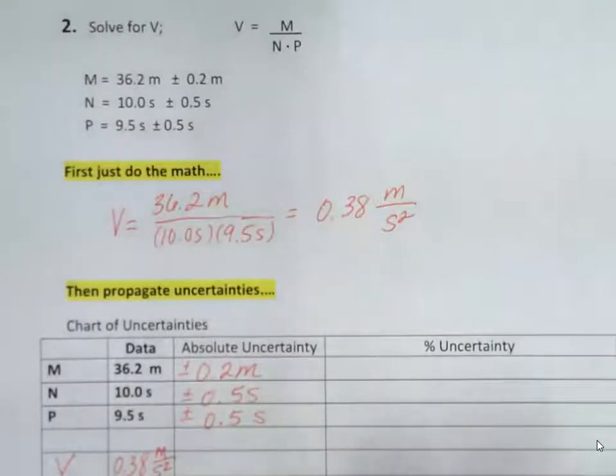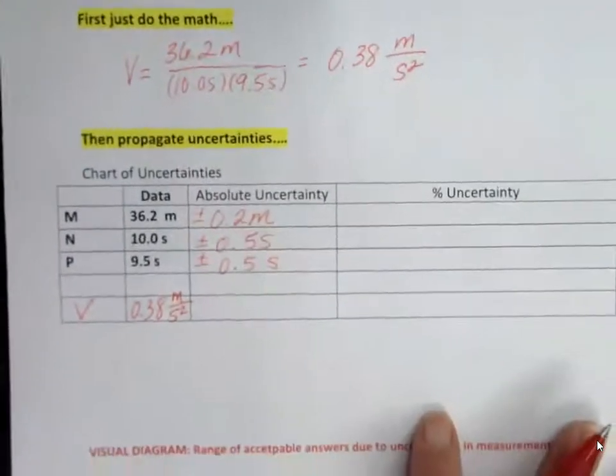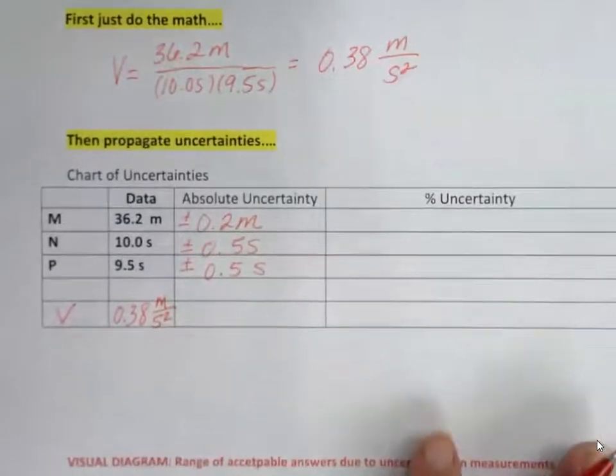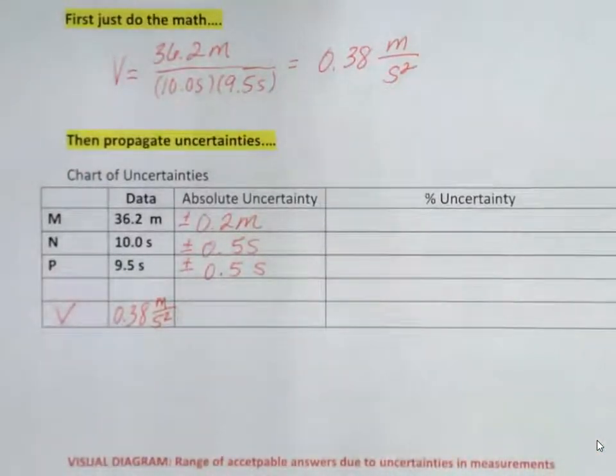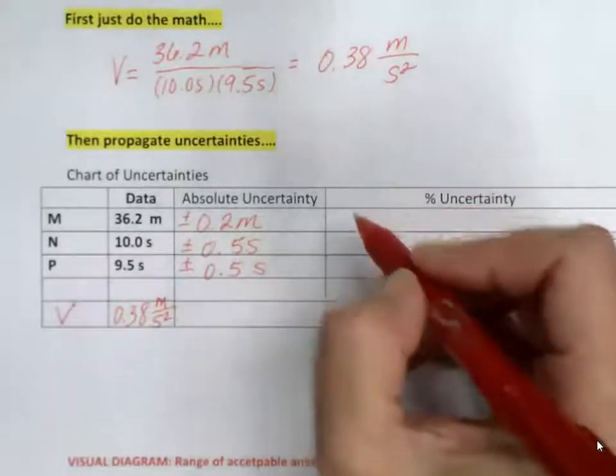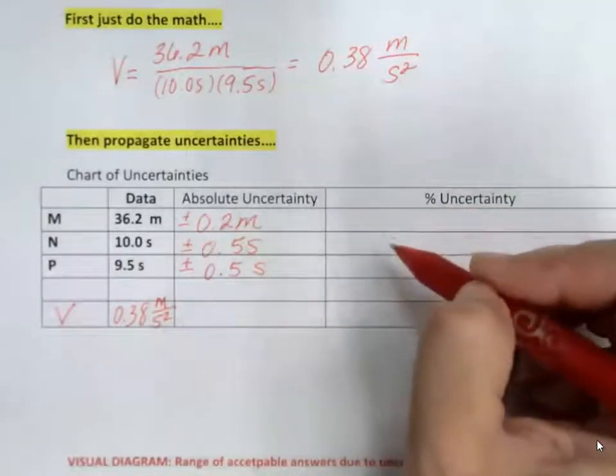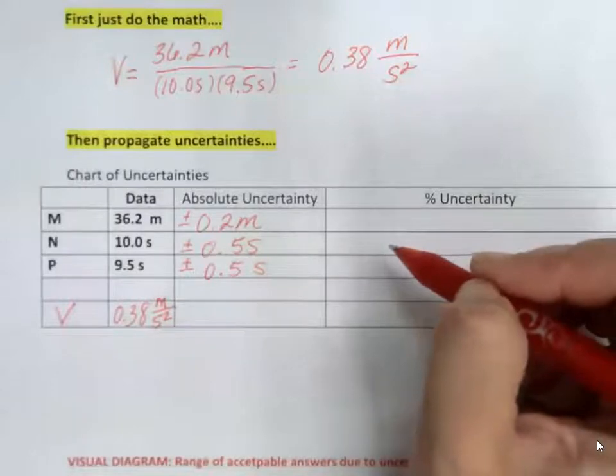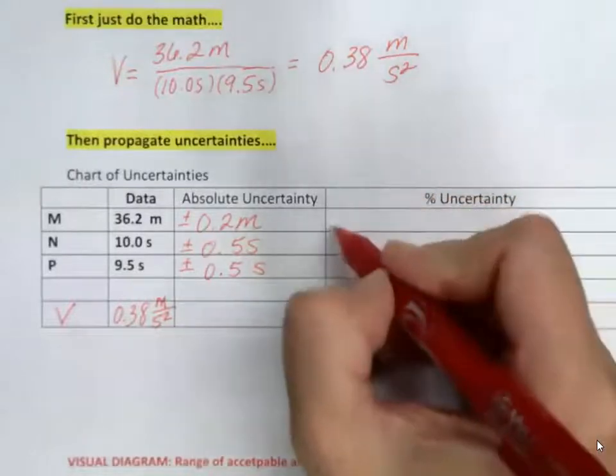So how do I propagate uncertainty for that calculation? So when you multiply and divide, the rule is to add the percent uncertainties. So that means if we're going to do that, we have to calculate all the percent uncertainties over here of the numbers that we multiplied and divided. So pause and do that.